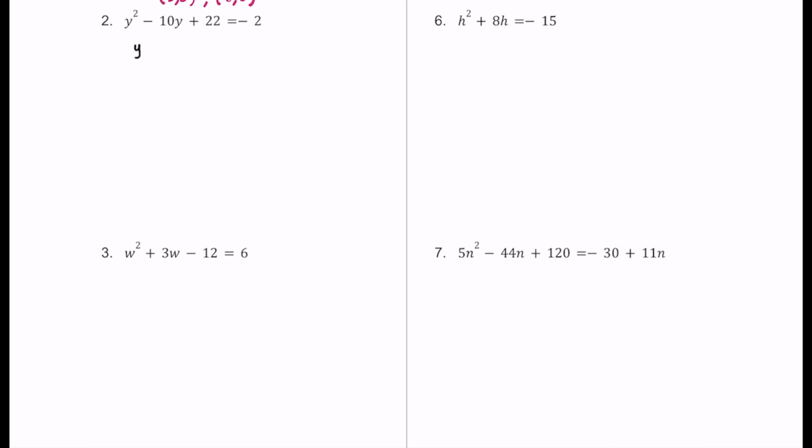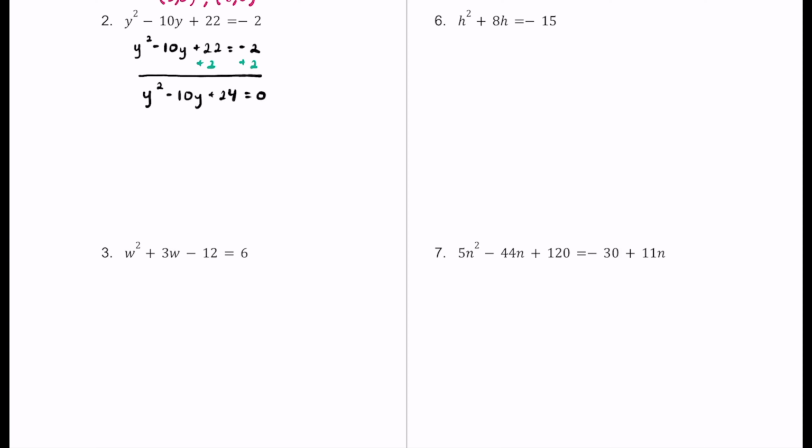For number 2, we have y squared minus 10y plus 22 is equal to negative 2. Just like in the last example, let's make everything equal 0. So I'm going to add 2 to both sides of this equation so that everything is equal to 0, and we have that ax squared plus bx plus c form. So y squared minus 10y plus 24 is equal to 0.